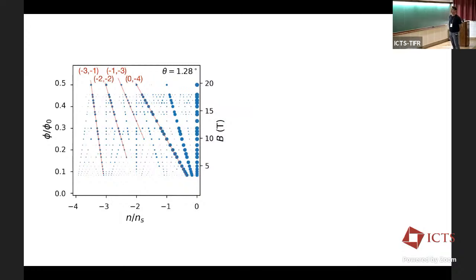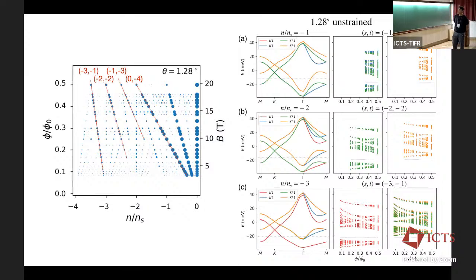All right, so let's focus on a fairly high twist angle, 1.28. So in this case, again, we see the S equal to -3, T equal to -1, etc. And the question is, what is the nature of these states? And the answer is shown in this plot. So I'd like you to focus on this bottom plot over here. The band structure shown over here is the Hartree-Fock band structure in the absence of the magnetic field.